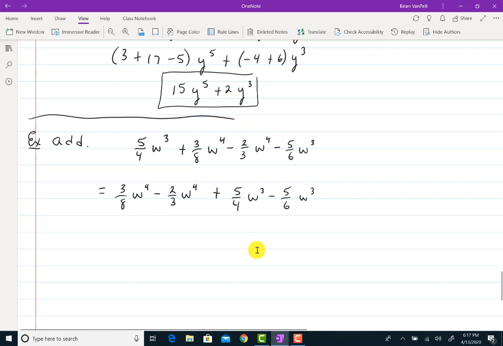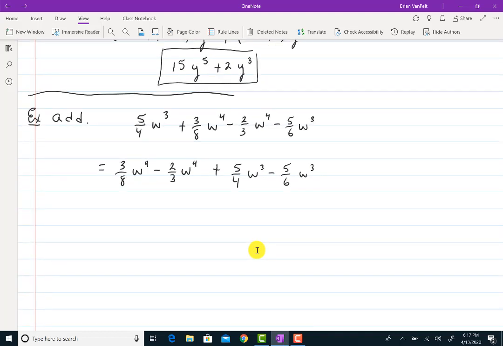So now I've got my w to the fourth and my w to the thirds partitioned. Let me look at the coefficients attached to the w to the fourth. That would be the 3/8 and the negative 2/3. Whatever that coefficient turns out to be will be in front of w to the fourth. And in front of w to the third, I'll have 5/4 minus 5/6.